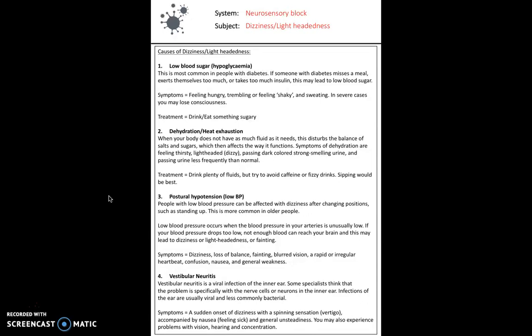Low blood sugar, hypoglycemia, causes a patient to feel hungry, trembling or shaky, and sweating. In severe cases, they may lose consciousness. Treatment is very simple: drink or eat something sugary.